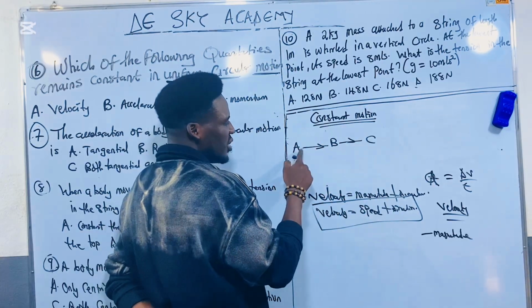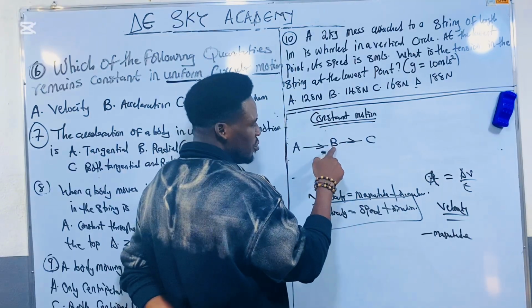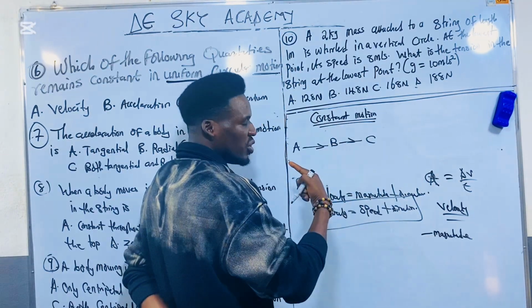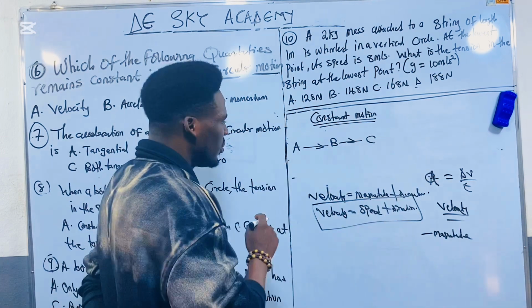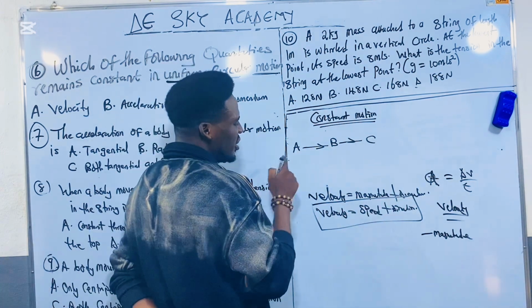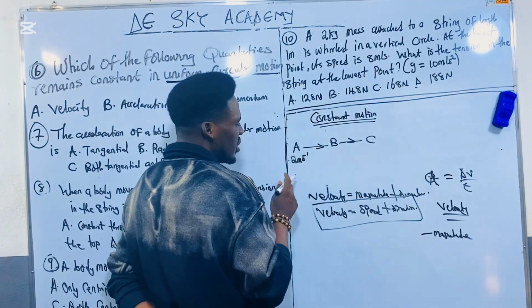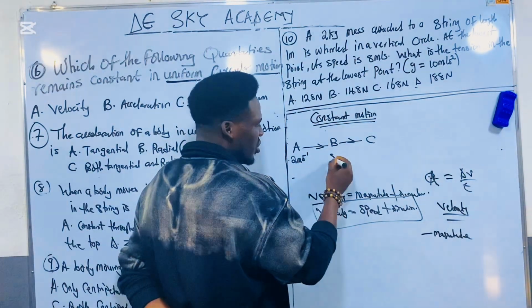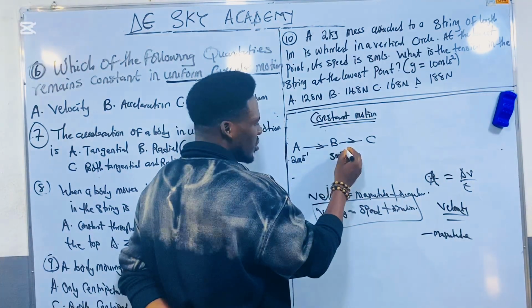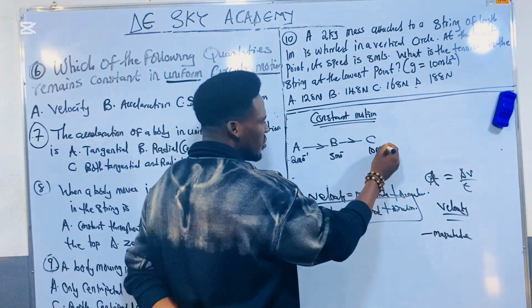So a car from point A to point B is moving towards the east. A car from point B to point C is also moving towards the east. That means they are moving in the same direction. Now let me say at point A, the velocity of this car was 2 meters per second. That is the magnitude. At point B, it was 5 meters per second. At point C, it was 10 meters per second.